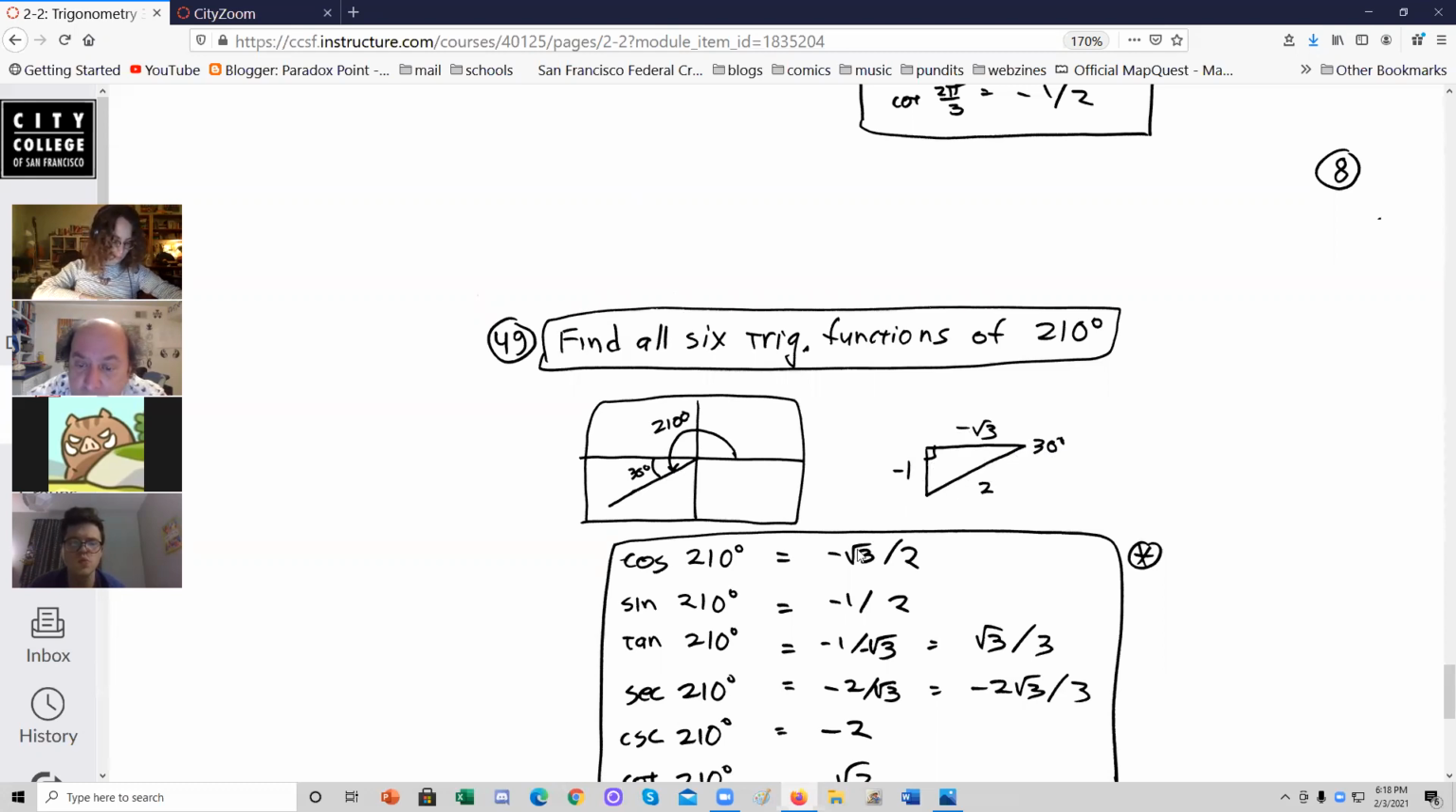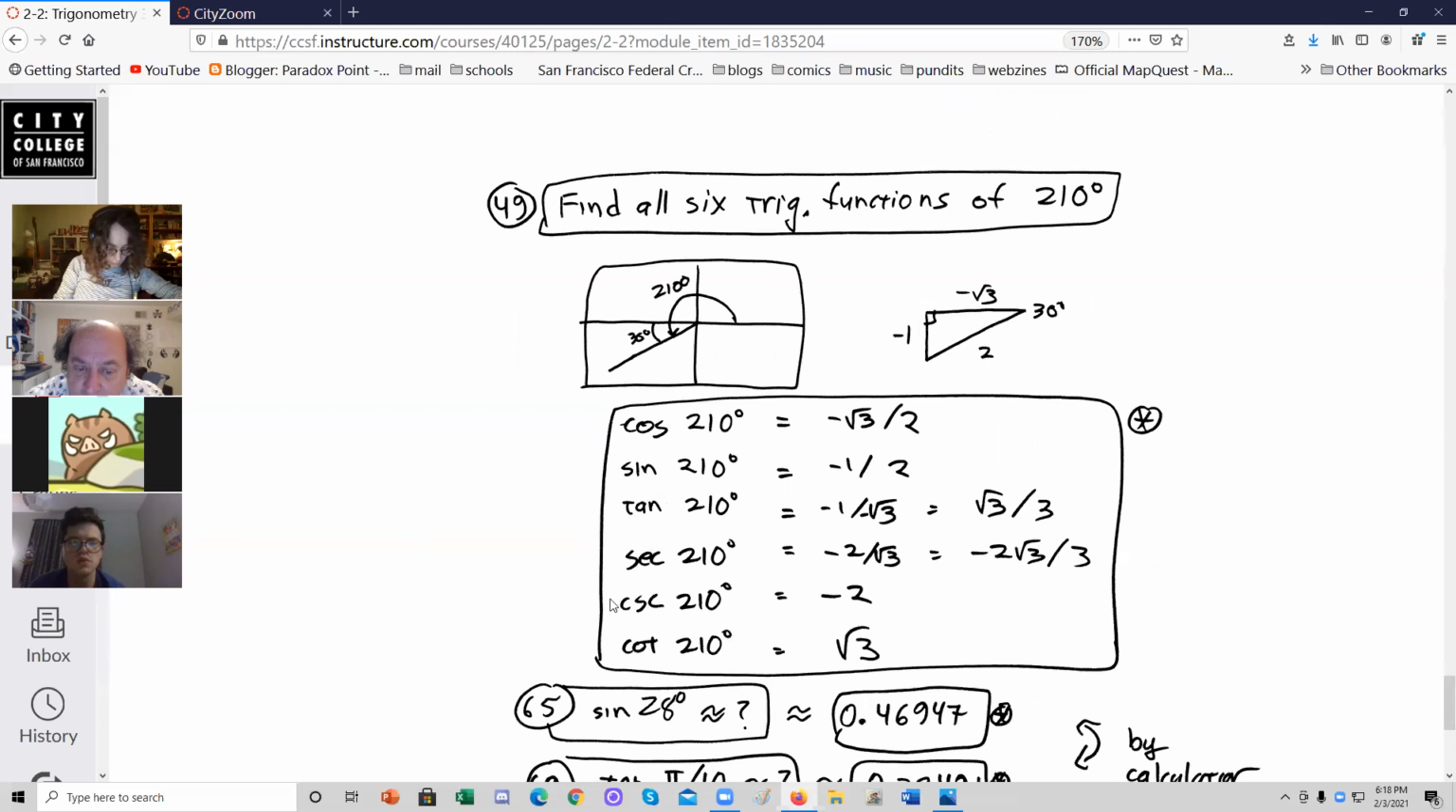Cosine is adjacent over hypotenuse, minus √3 over 2. Therefore, its secant is the reciprocal, -2 over √3, which you can rewrite as -2√3 over 3. Sine is opposite over hypotenuse, -1/2. And therefore, cosecant is the reciprocal, -2. Tangent is opposite over adjacent, so -1 over -√3. So the negatives cancel. We can rescale it to √3 over 3. And then cotangent is the reciprocal of tangent. The negatives cancel, and we're left with √3.